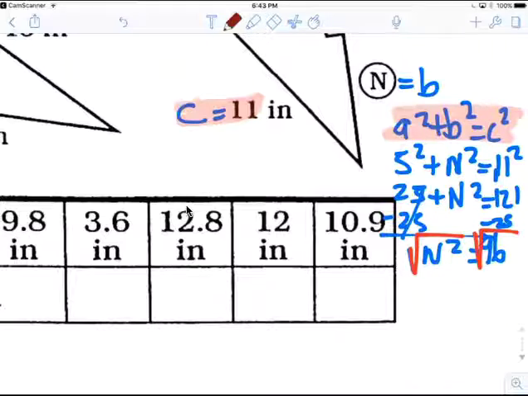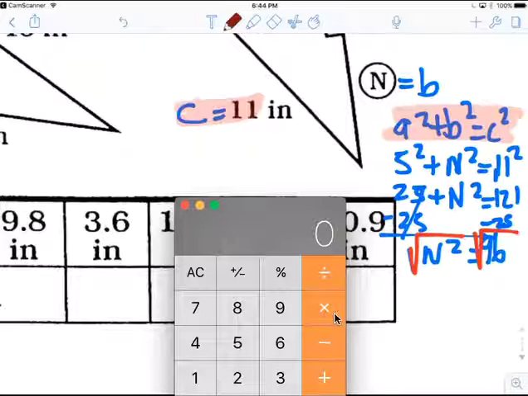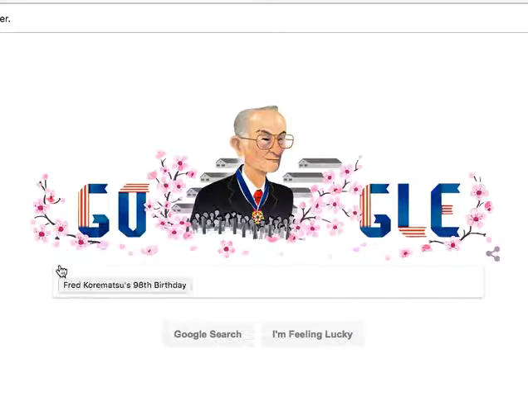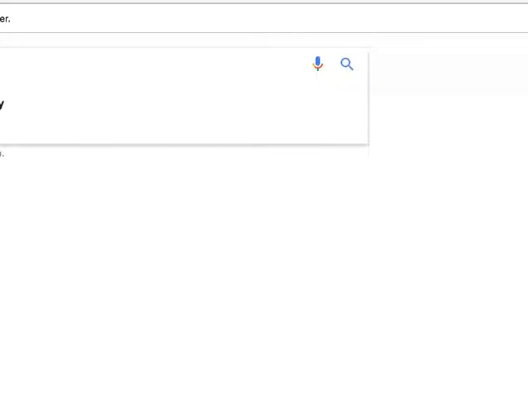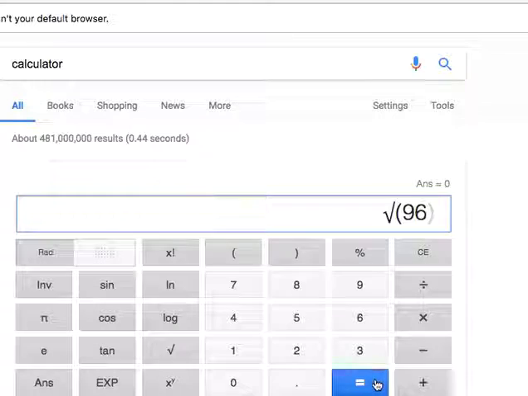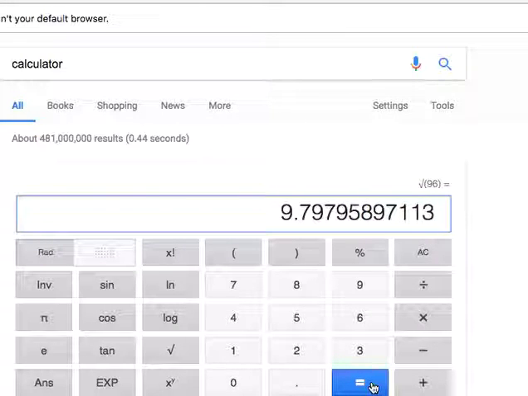Now use your calculator. I better use the internet calculator because this little calculator doesn't have a square root symbol, does it? No. Okay, so I have to go to Google and get Google Calculator. Okay, and then you go the square root of 96 equals 9.8. Round it to the nearest tenth. 9.8 right here, see? 9.8 is n.